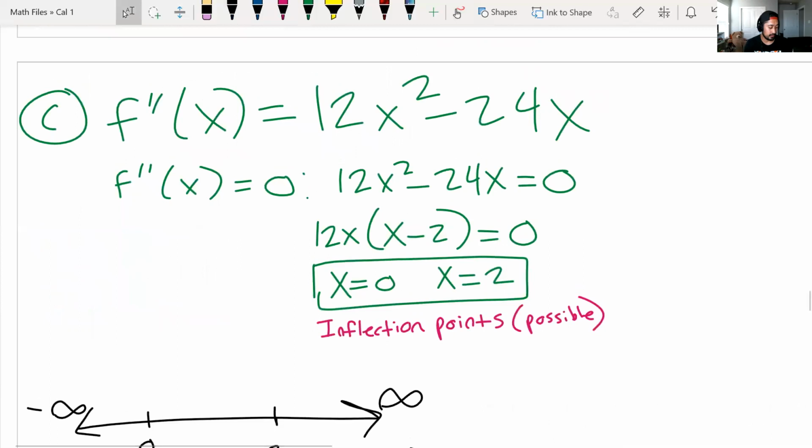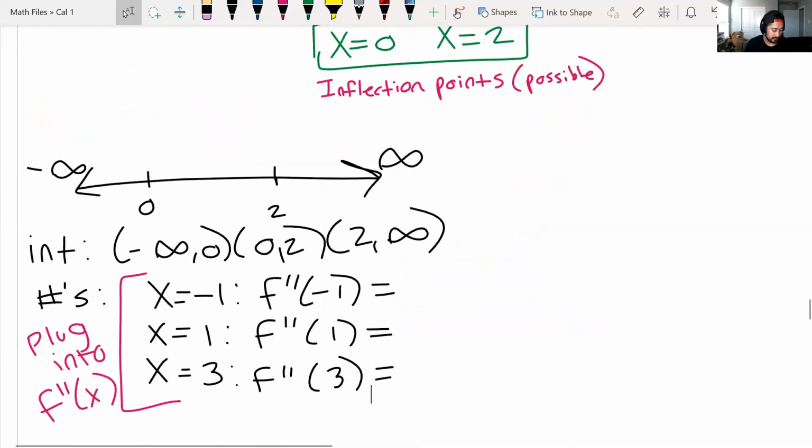So where's my second derivative? Go ahead, use the table feature, 12x squared minus 24x. Come down, plot these numbers: negative 1, I get a positive output. 1, negative. 3, positive. So we're positive, negative, positive, which means come look at our sign chart.